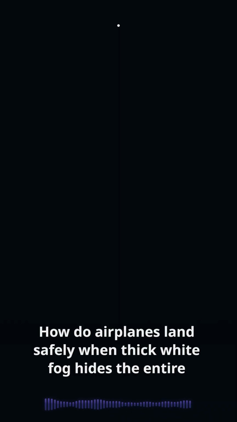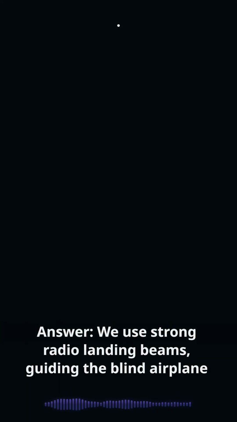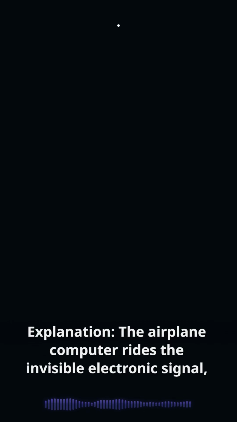105. How do airplanes land safely when thick white fog hides the entire airport from the pilot? We use strong radio landing beams, guiding the blind airplane directly down to the paved concrete. The airplane computer rides the invisible electronic signal, landing the plane perfectly without seeing the runway.